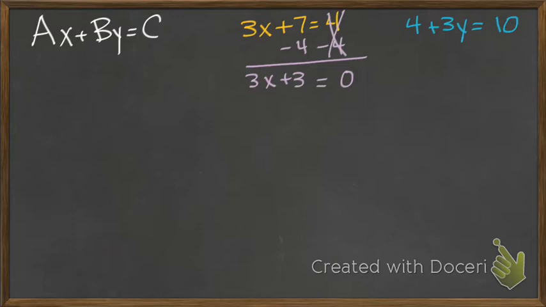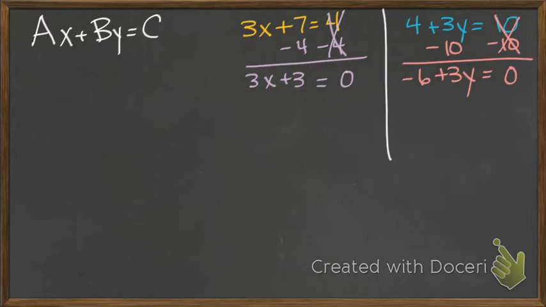And then over on the right, I'm going to subtract 10. So it's set equal to 0. So I need to subtract 10 on this side as well. 4 plus 3y minus 10 is negative 6 plus 3y. Okay. So now I have my two equations.